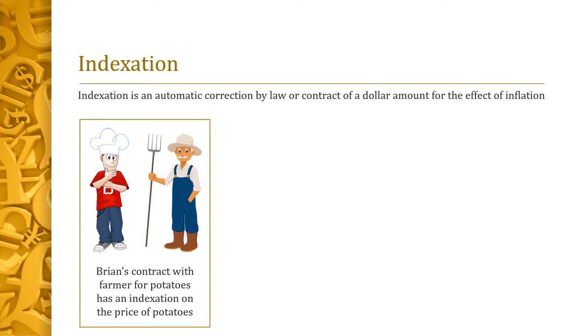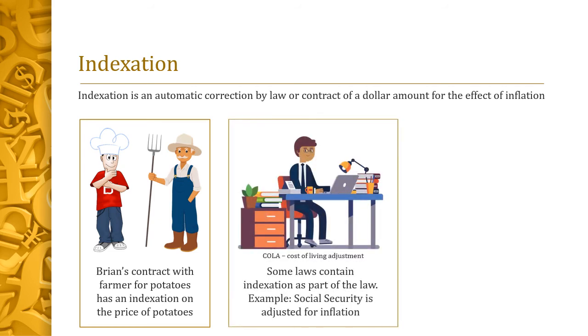Even though Brian may have contracted to buy the potatoes at $1 a pound, if the contract says that if inflation goes up by 10%, then the price of his potatoes will go up by 5%, then the cost of his potatoes would automatically go up to meet that contractual obligation. This is often done when we see long-term contracts. We also see that it's written into some laws.